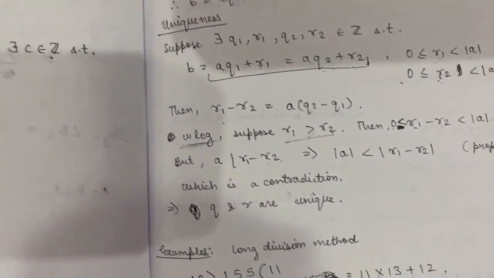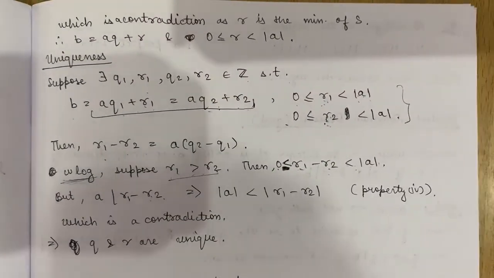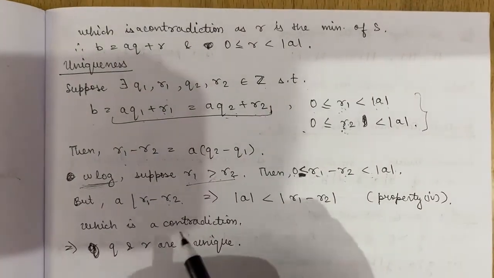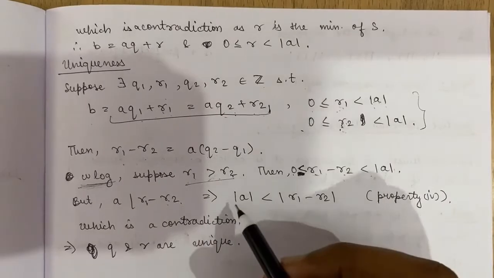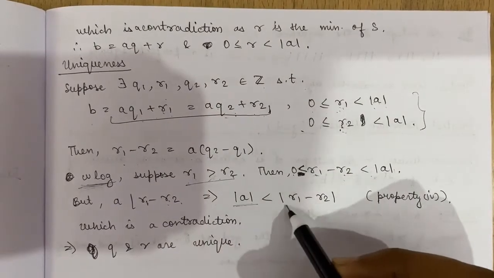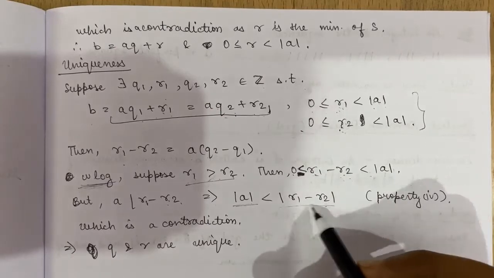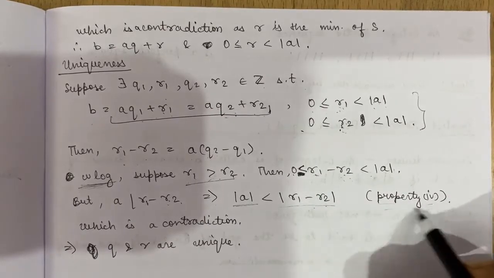So the absolute value of the dividend is greater than the absolute value of the divisor. That is, mod a is less than mod of r1 minus r2, and r1 minus r2 is non-zero. That's why this property holds, property 4.